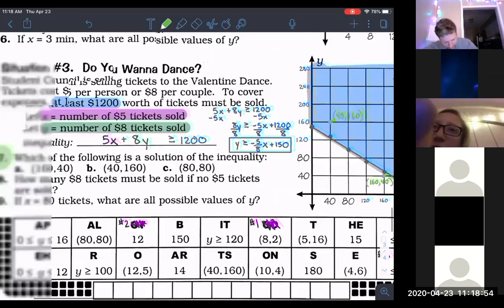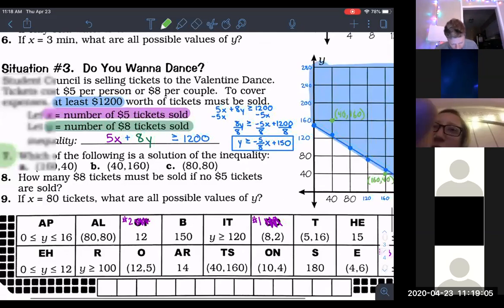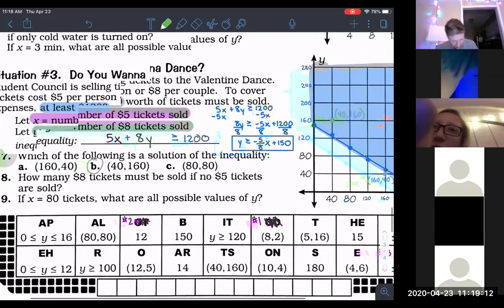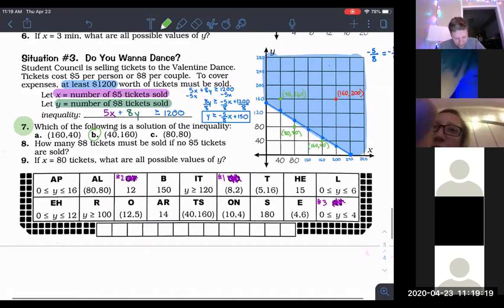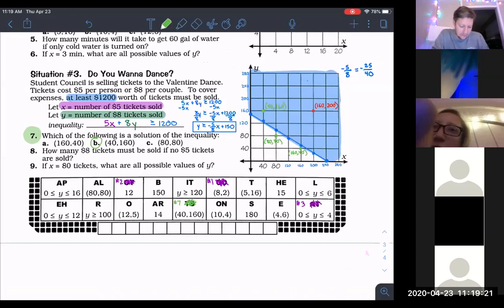And just to make sure, we want to make sure 80, 80 is not in there either because there only has to be one. So yes, this is 80, 80. Only one of those points is in the shaded region. So we're going to pick 40 and 160. So we go down here, cross that out. This is number 7. Okay, just to remind ourselves where that answer came from in case something's wrong. We can go back and fix it quickly. Okay, so somebody help me out with this one. Number 8, how many $8 tickets must be sold if no $5 tickets are sold?